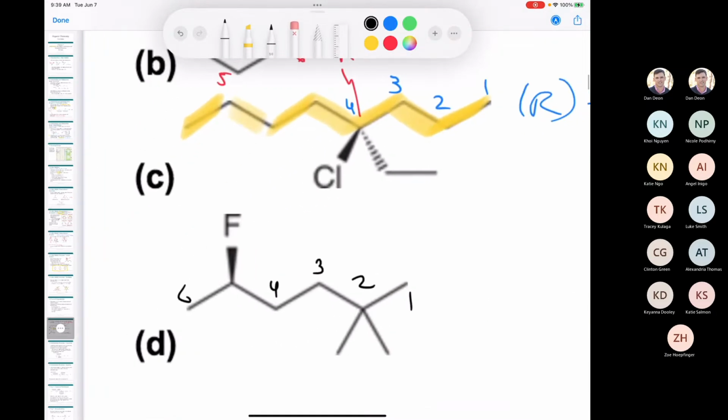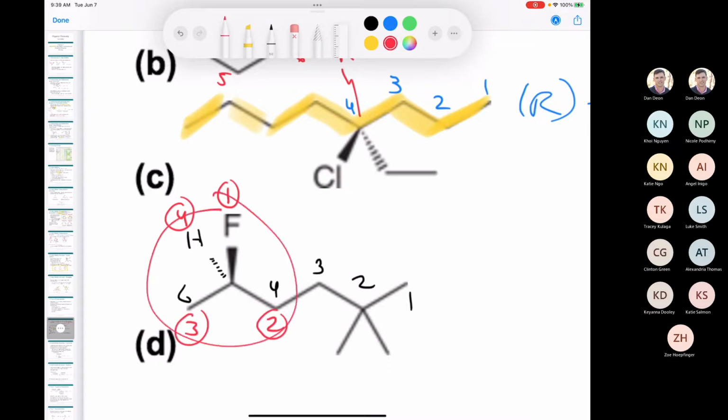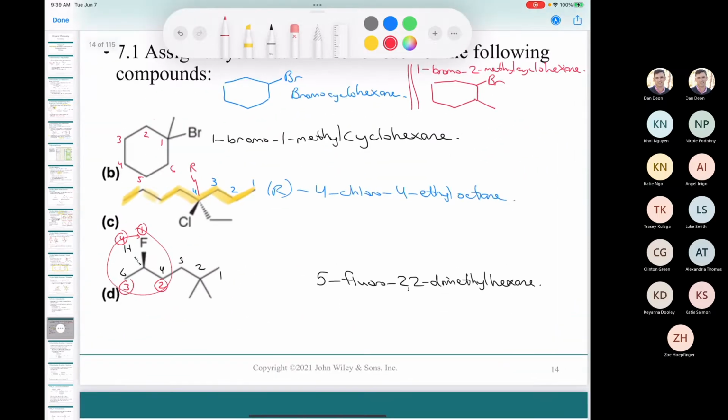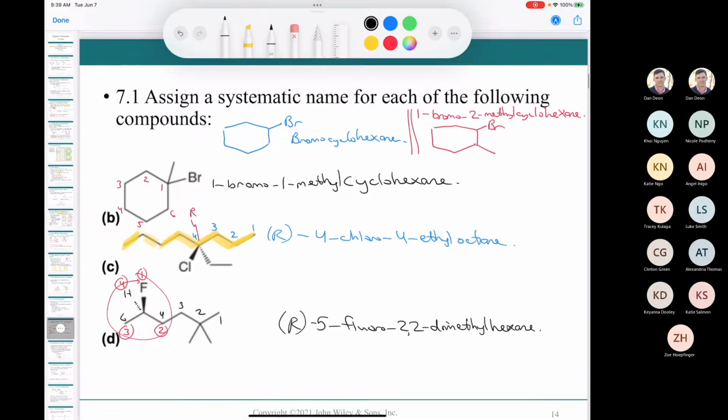Our hydrogen is going in the back, like this, good. We've got our highest priority group, we've got our lowest priority group, we've got second highest and third highest, so we're going from 1 to 2 to 3, which is clockwise, and so the stereochemistry here is R, so we'll put that in here, R, 5-fluoro-2,2-dimethylhexane. And there you have it, my friends.